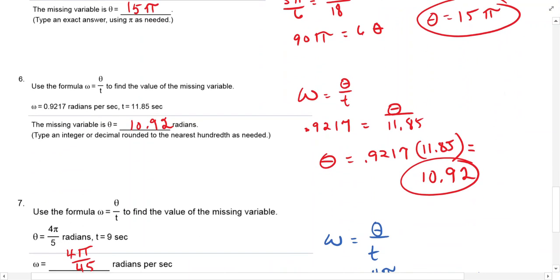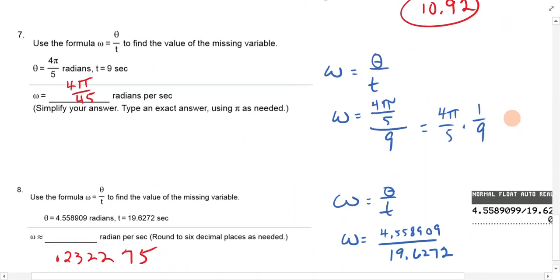Same thing here, except that we are dealing with decimal radians rather than the pi. So we've got a W of 0.9217 equals theta over 11.85. Multiply, you get 10.92. 7, we're using the formula. W equals theta over T. 4 pi over 5 over, and you want to remember that that's like 9 over 1. So when you flip it, you have 4 pi over 5 times 1 over 9. And that's 4 pi over 45.